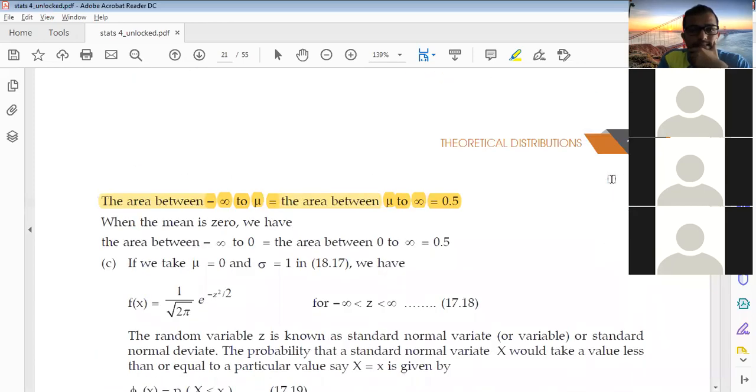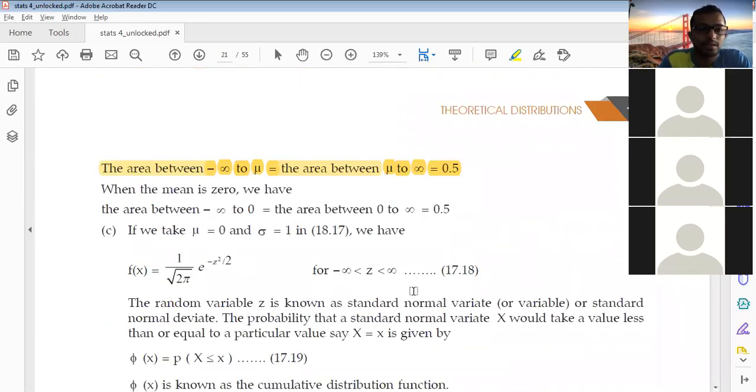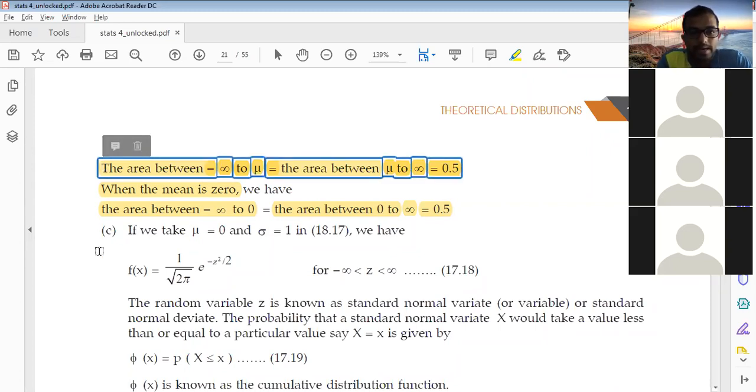Let's see if they have given it here. Yes, they have given your next point itself: when the mean is 0. Whenever the mean is 0, we will not call it minus infinity to mu. We will call this the area between minus infinity to 0 and the area between 0 to infinity, which is 0.5, if we take mu as 0 and standard deviation as 1. Students, now I want you to write till here: area between minus infinity to mu equals area between mu to infinity, which is equal to 0.5.